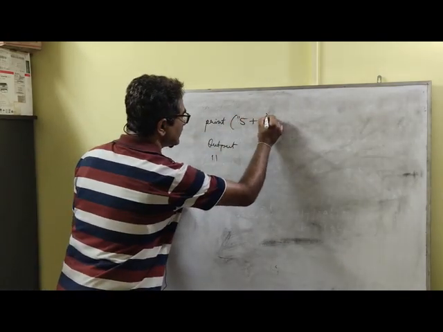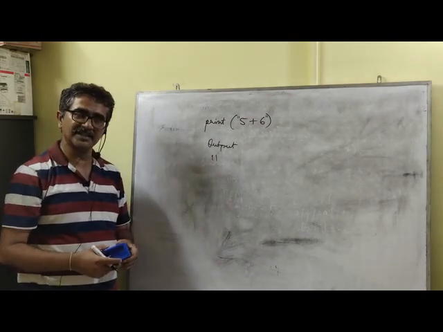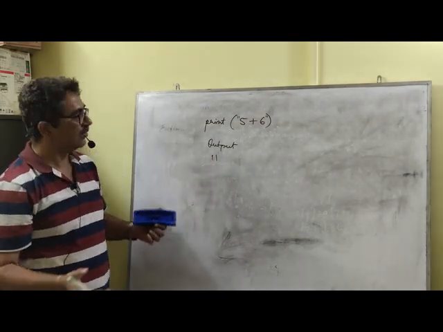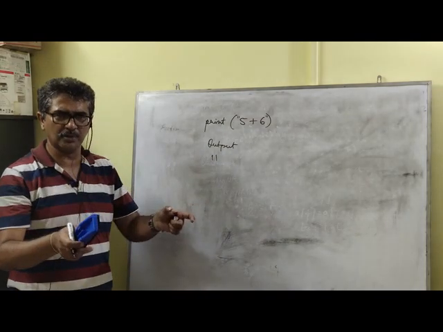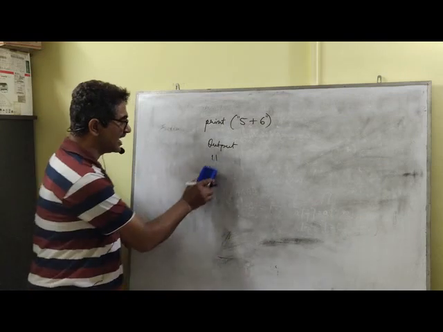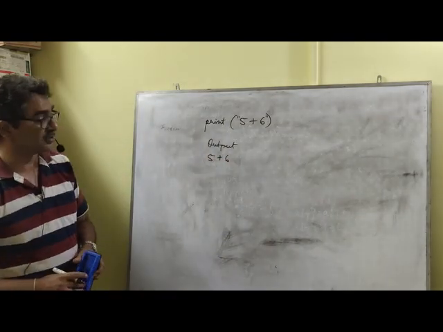Suppose within quotes, whether single or double, it doesn't matter, I write 5 plus 6. Do you expect to get the output 11? Naturally not. Within quotes, as we have seen earlier, whatever you enclose will be displayed as it is. So it's going to display 5 plus 6.